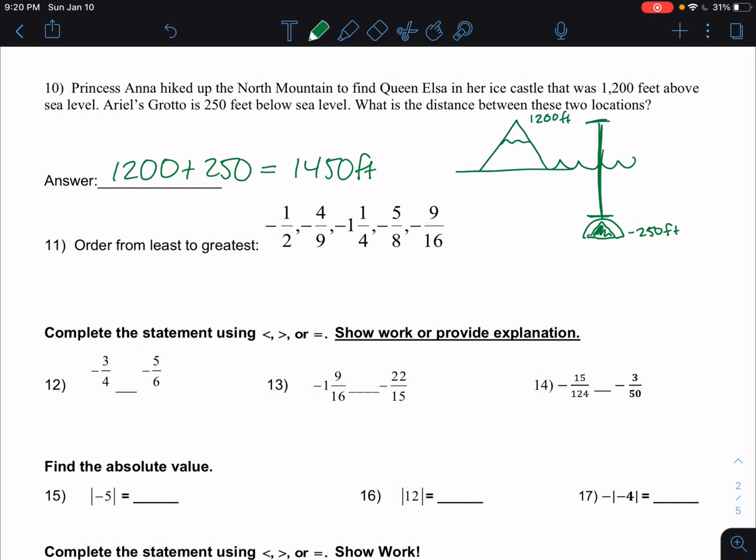Number 11, I'm ordering the fractions from least to greatest. The first fraction I'm going to write is negative 1 1/4. It is the only mixed number. It is the only number greater than negative 1. So that's going to be the most negative.